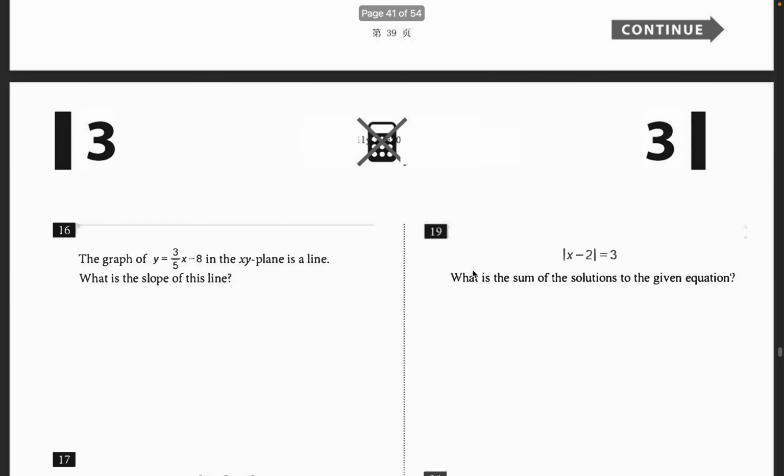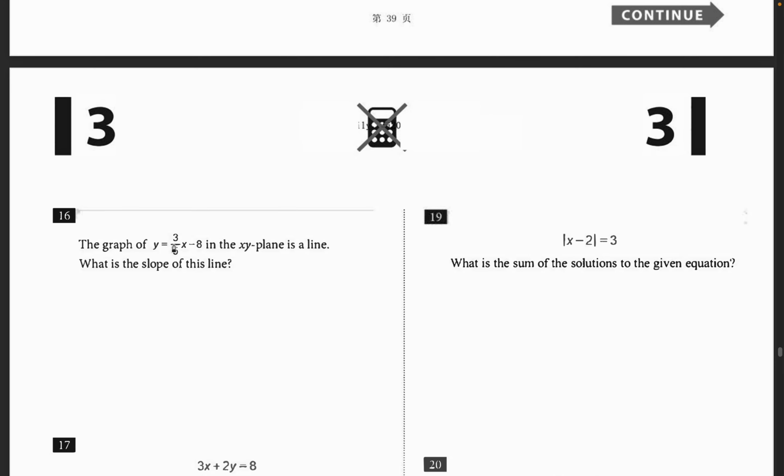The graph of y equals 3 over 5x minus 8 in the xy plane is a line. What is the slope of this line? Well, y equals mx plus b, right? That's slope-intercept form. M is the slope, so it's 3/5. Right, yeah, that one.